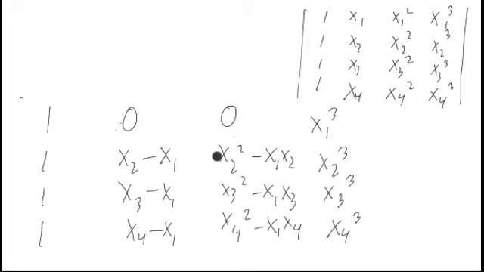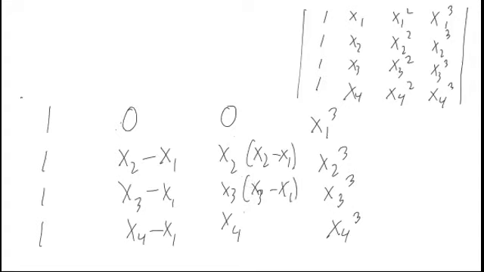Now, let's factor out the x2 here, x3 here, the x4 here. So we end up getting, around x2 here, x2 minus x1. Here we'll have x3 minus x1. And here we'll have x4 minus x1. We can already see a little bit of what's happening here.